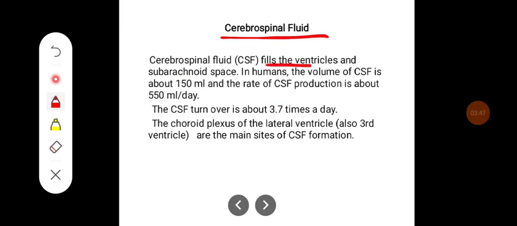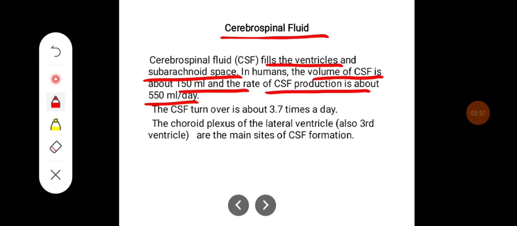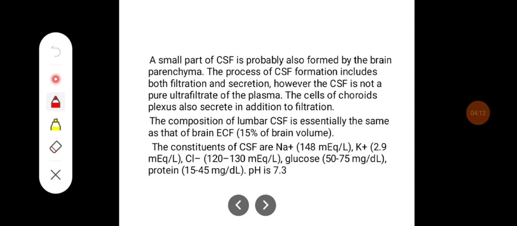Cerebrospinal fluid fills the ventricle and subarachnoid space. In humans, the volume of CSF is about 150 ml and the rate of CSF production is about 550 ml per day. The CSF turnover is about 3.7 times a day. The choroid plexus of the lateral ventricle and also of the third ventricle are the main sites of CSF formation. A small part of CSF is probably also formed by the brain parenchyma.